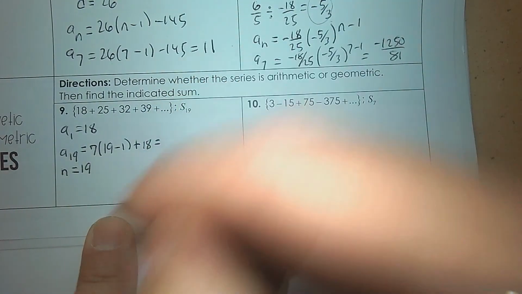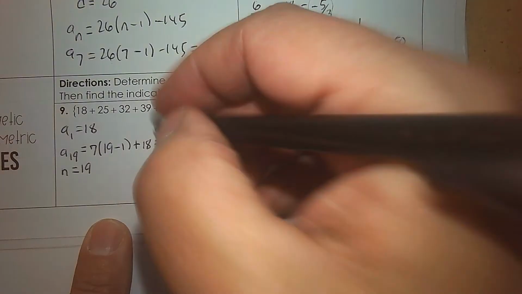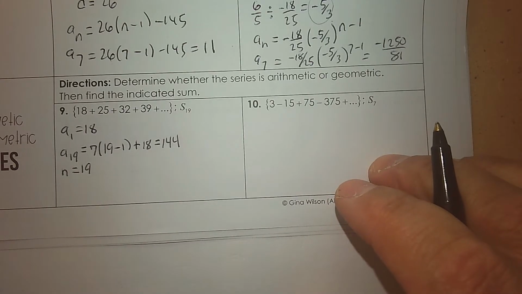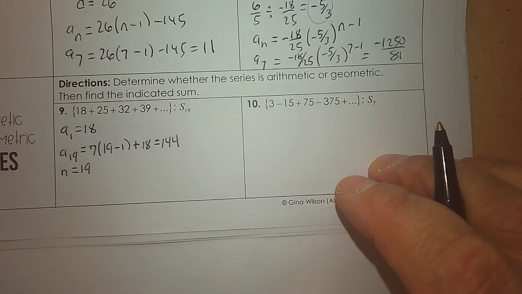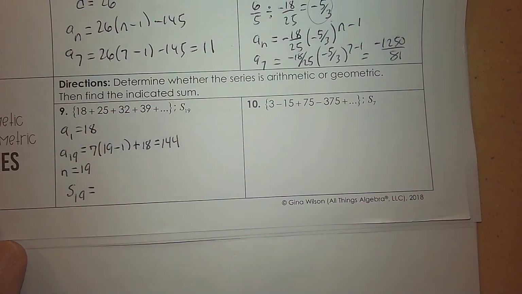Tell me the last term in that series. I'm listening. I got 144. Hey, that's what I got. So, sometimes you actually have to find what you need for the formula before you can use the formula. Now, I want to find the sum of the first 19 terms. Sarah, how do I do that? Now I can use the formula. Tell me what I should write down.